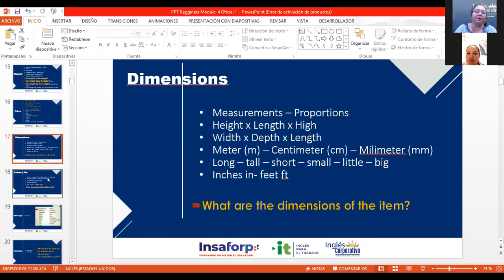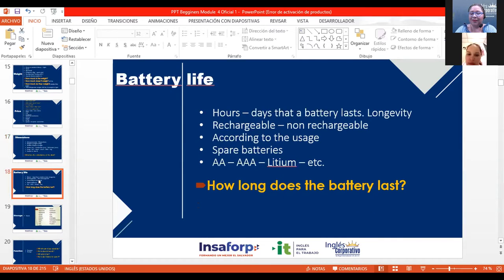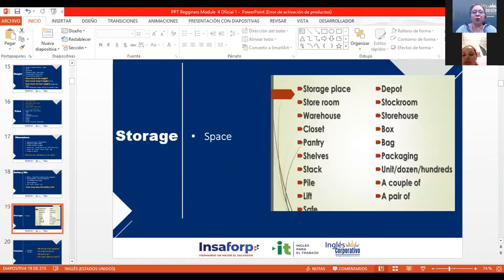What else? Vamos a ver. ¿Alguna otra que quiera que verifiquemos? Aquí los tengo, déjenme ver. Storage, ok. Storage. Storage is the space. Okay. Vale, aquí tenemos dos cosas.